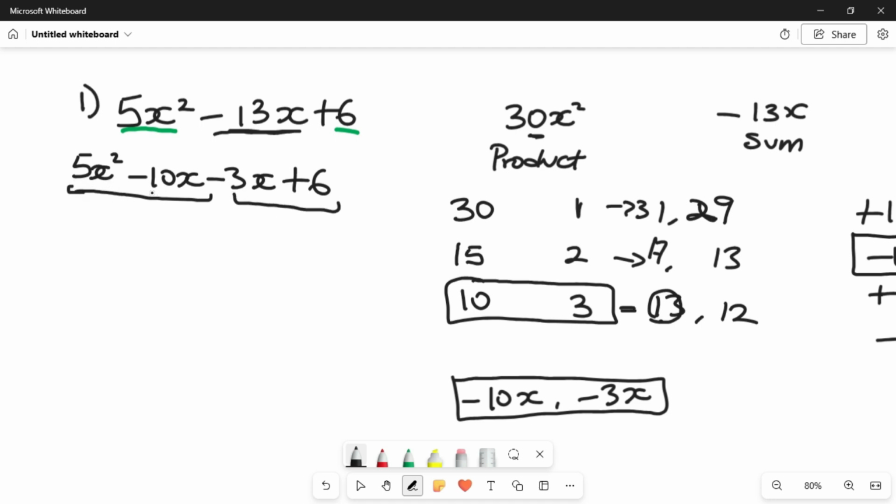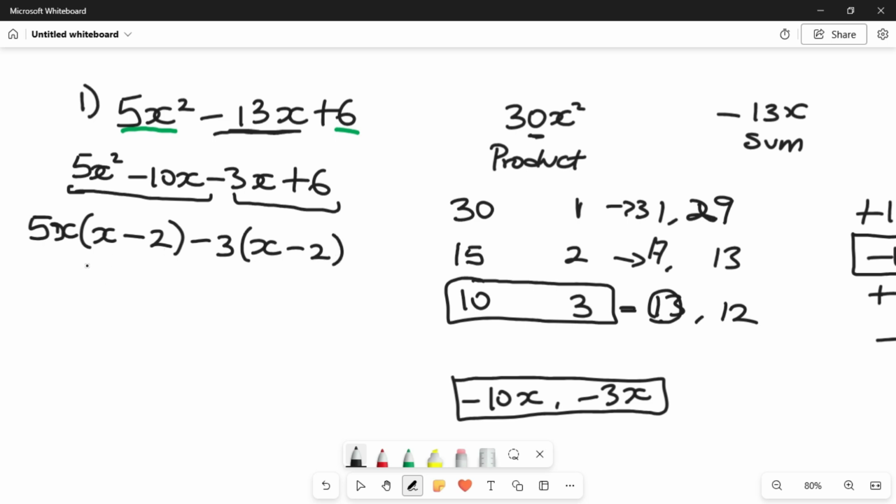So from the first group, we have, obviously, 5 will divide 5 here. 5 will also divide 10. So we have 5, then x is common to both. So we have 5x brackets x minus 2. Then minus 3 will divide 3 here. 3 will also divide 6. So we have minus 3 brackets x minus 2.